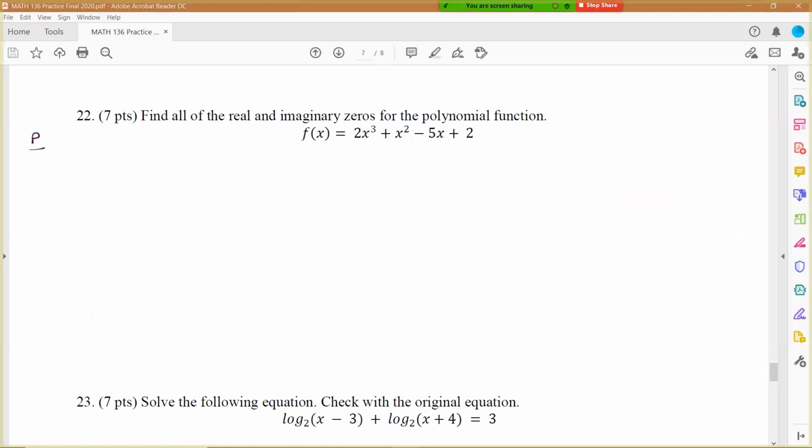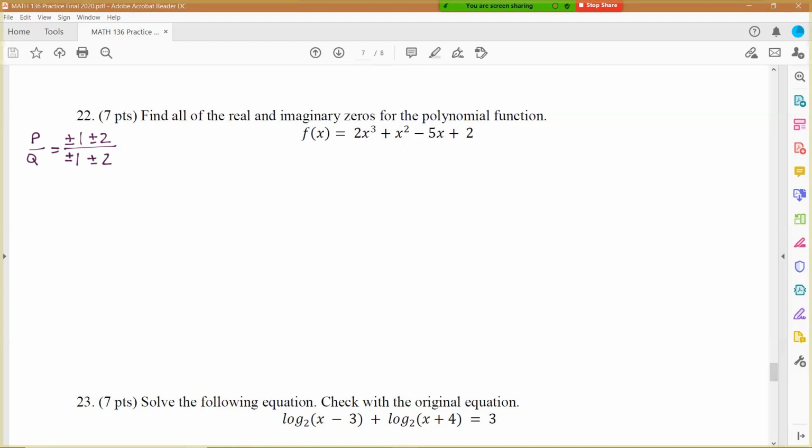Those are our P's and our Q's. So all the factors of 2: plus or minus 1, plus or minus 2, plus or minus 1, plus or minus 2, since they happen to both be 2's. The factors of the constant and leading coefficient. It's just the technical definition of it.